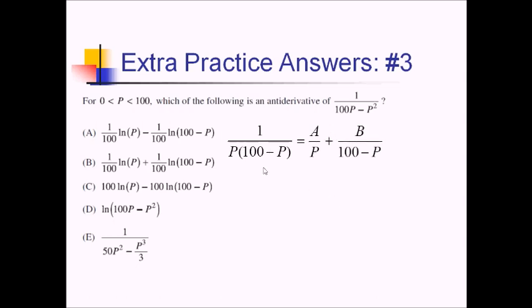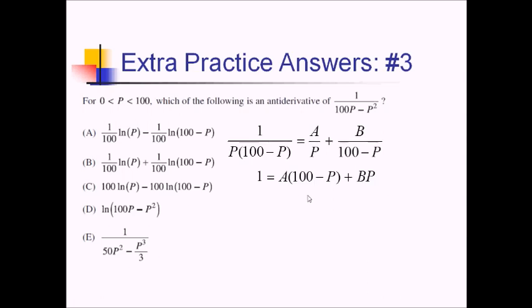So now we're going to multiply by this p times (100 minus p) term here. That'll give me just 1 on the left side because we're multiplying something by its reciprocal. And then on the other side, the p is going to cancel, leaving us with a times (100 minus p). And over here for the next fraction, the 100 minus p cancels. So that just leaves us with b times p. Now I need to figure out the values of a and b so I can split that fraction up.